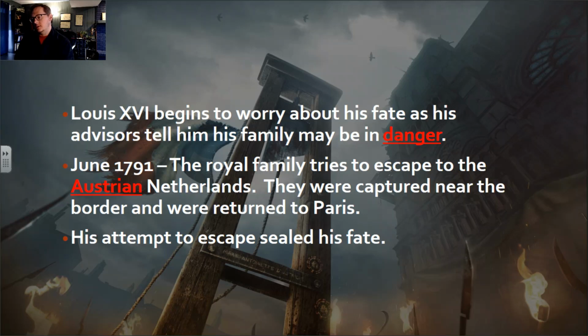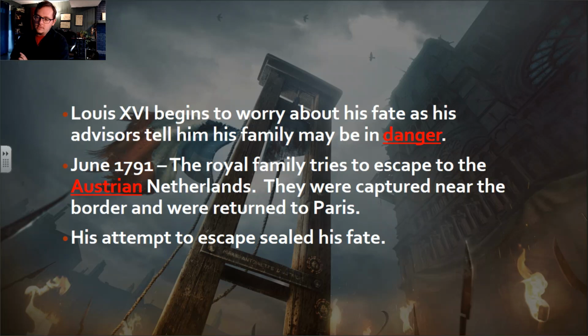You know, you put your head in it and it drops and cuts your head off. So Louis XVI begins to worry about his fate as his advisors tell him his family may be in danger, that they might be planning on killing him, which is not entirely a ridiculous thing for him to believe. They kind of have him being held hostage in Paris, you know, like, sign this or else, you know. So he feels very in danger, and he's fearful for his family's safety.